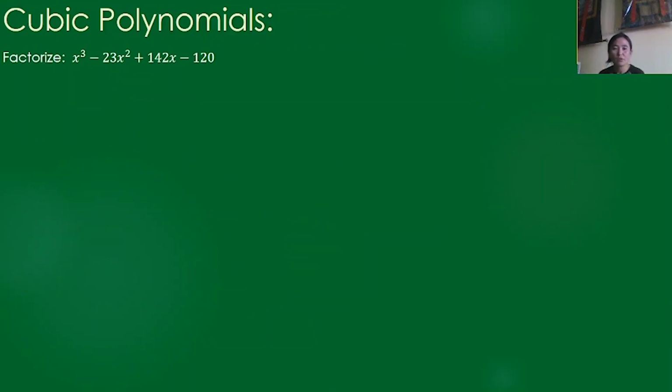Okay, now let's move on to the cubic polynomial. How to factorize a cubic polynomial. Here we have the cubic polynomial x cubed minus 23x squared plus 142x minus 120. Here the constant term is minus 120, so you write down all the factors of 120.